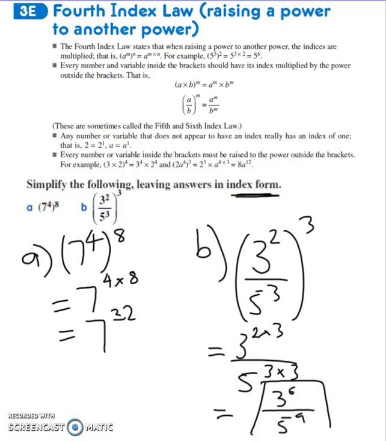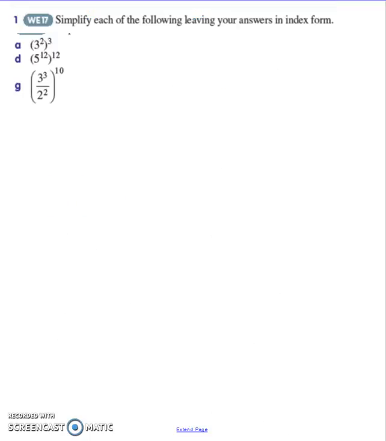Okay, so those ones are nice and simple. We'll try a couple of different ones, a little bit more, so ones that are similar, but we'll give them a go as well. So we'll go with A first. 3 to the power of 2 in a bracket to the power of 3 becomes 3 to the power of 2 times 3, 3 to the power of 6 being the final answer.